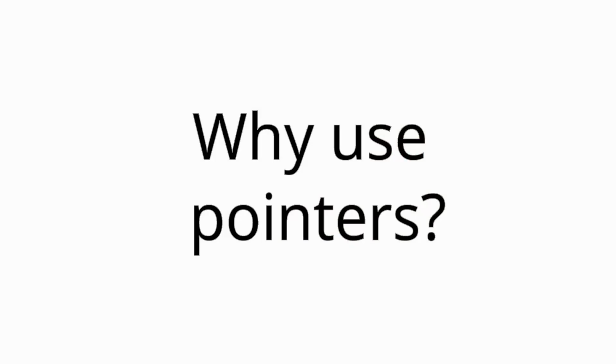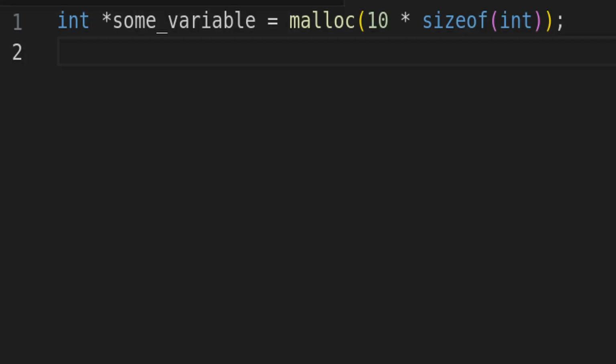The question remains, why use pointers in the first place? The examples so far haven't been convincing. Rather than have a pointer to an int, why not just have an int variable? The reason this doesn't make sense is because pointers often refer to a sequence of a given type, rather than just one instance. In this code, we allocate a space that can hold 10 ints.